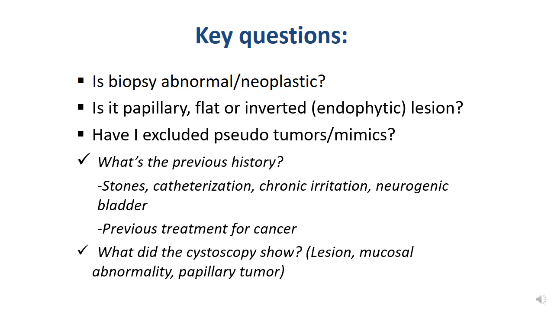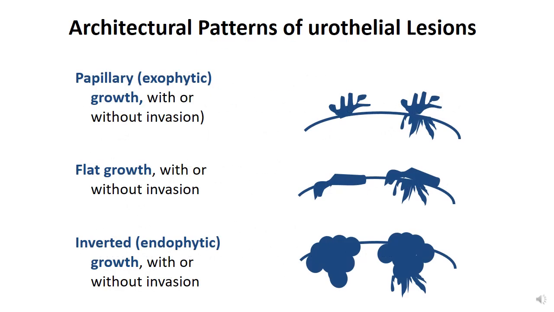What did the cystoscopy show? Was there a lesion, mucosal abnormality, or papillary tumor? So all of these are very, very important questions to ask when you deal with these specimens. So as I told you, there are three major architectural patterns of urothelial lesions: papillary, flat, and endophytic. Now remember that for all these architectural patterns, you have non-invasive and invasive processes.